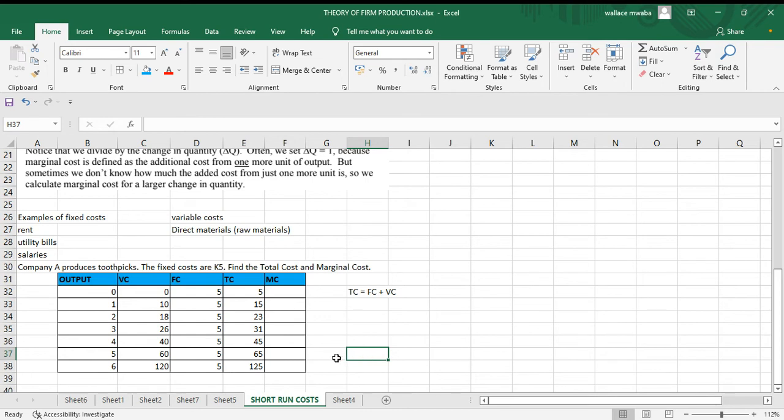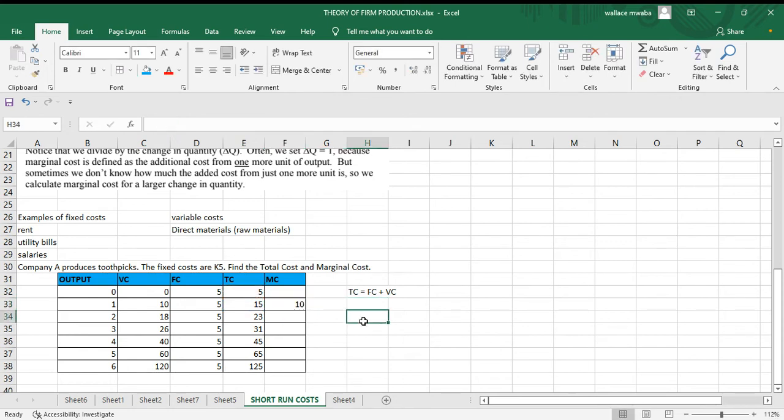So now let's find our marginal cost. Remember, the marginal cost is the additional cost that results from producing 1 more unit. So here at 0, we do not have any marginal cost. I'm going to go with the output of 1. What's the marginal cost? We'll say 15 minus 5 to be 10.